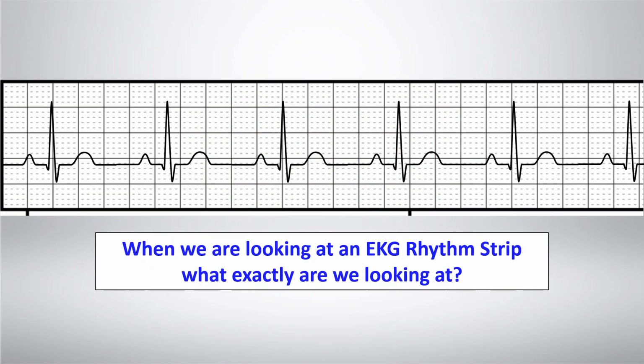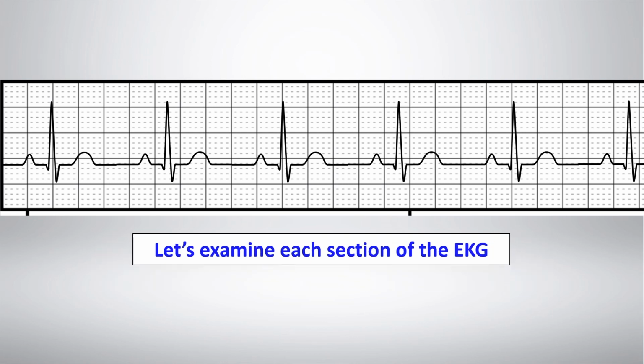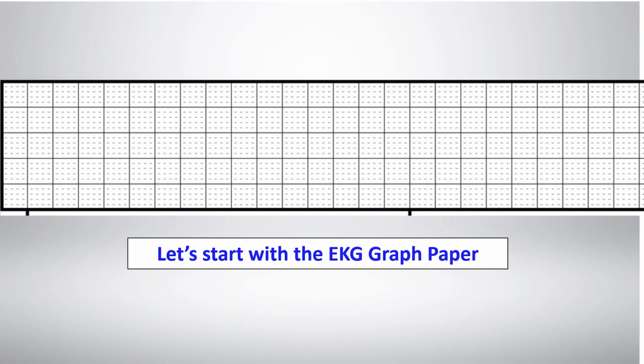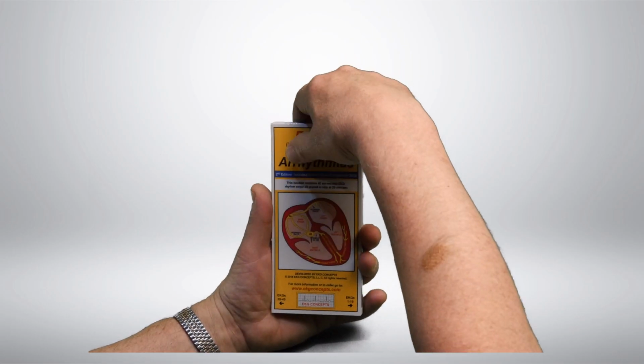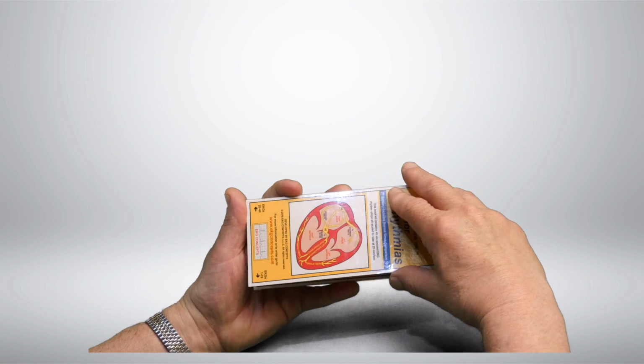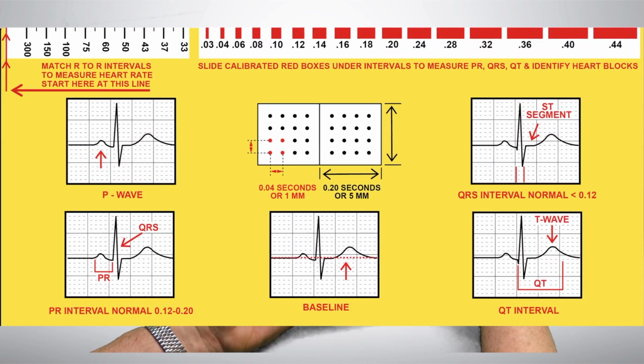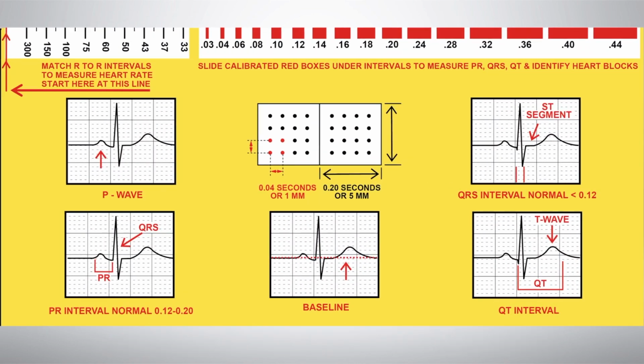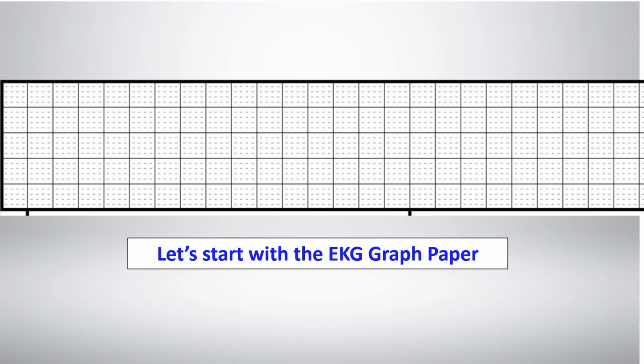When we are looking at an EKG rhythm strip, what exactly are we looking at? Let's examine each section of the EKG. Let's start with the EKG graph paper. Panel 1 of the Pocket RCAT for Arrhythmias illustrates all the EKG rhythm waves and cardiac intervals with their relationships to the EKG graph paper.